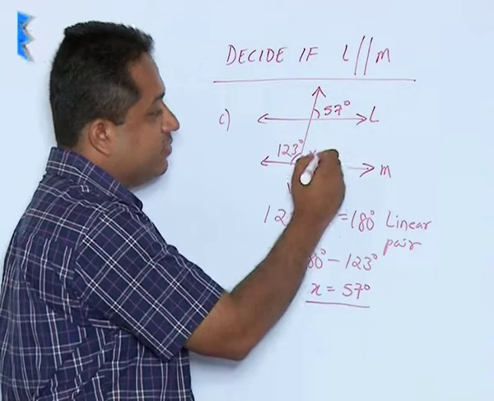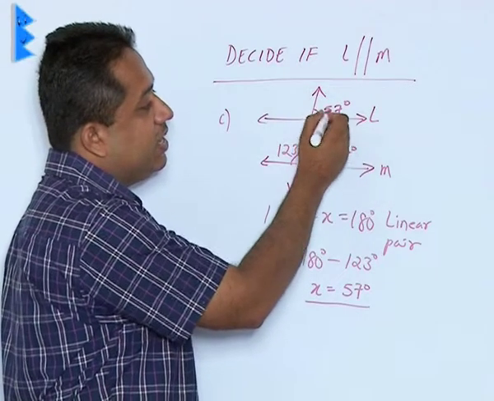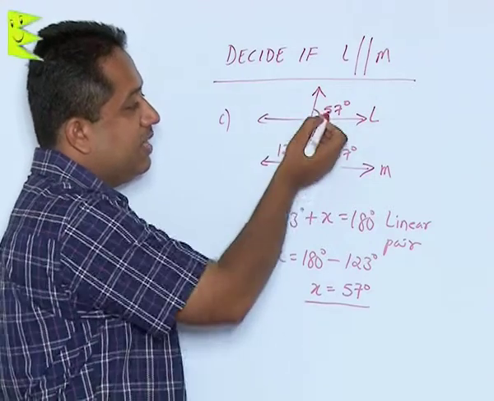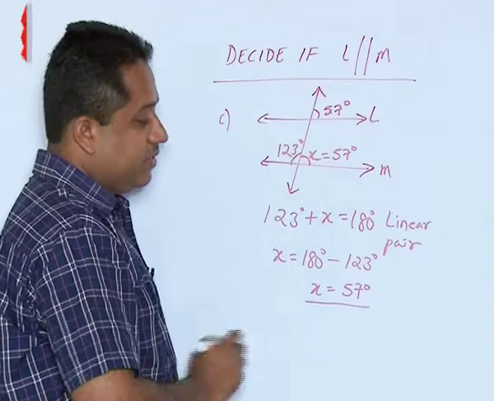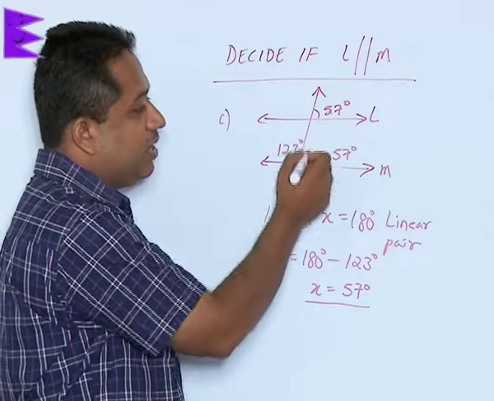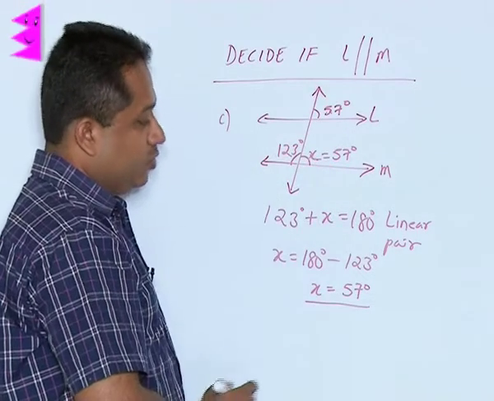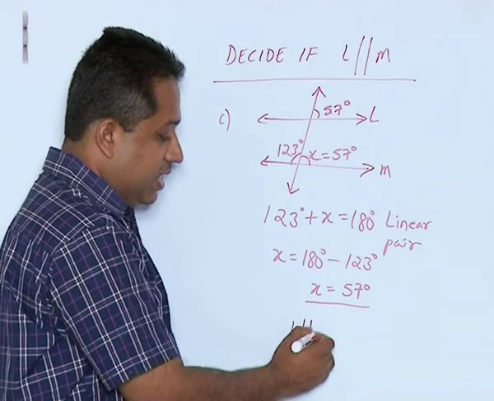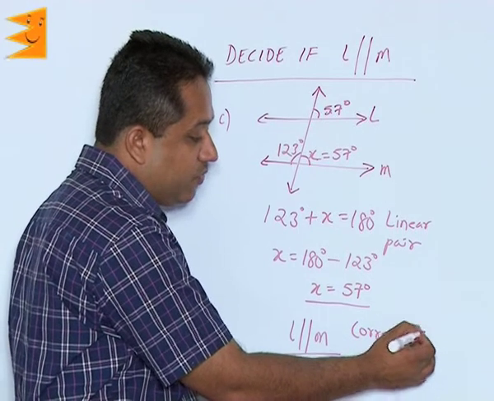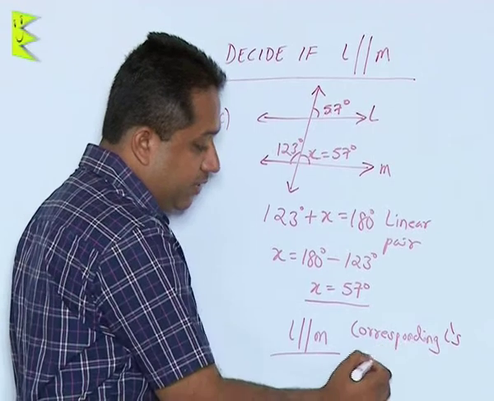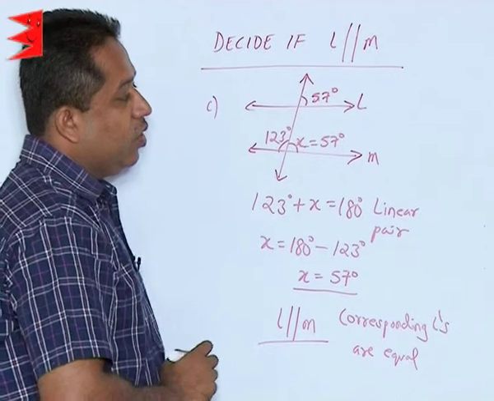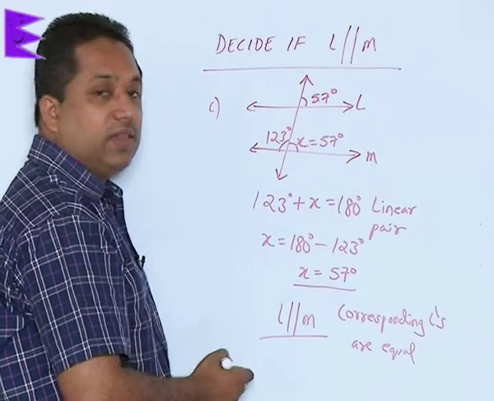When we get x as 57, we find that the angle above L, between the transversal and L, is 57, and this angle we have also found out as 57 just now, and these form corresponding angles. If corresponding angles are equal, then we can say that the lines are parallel. So, in this case L is parallel to M because the corresponding angles have been found to be equal. Whenever corresponding angles are equal, or the sum of the co-interior angles adds up to 180, or the alternate angles are equal, then we can say the lines are parallel.